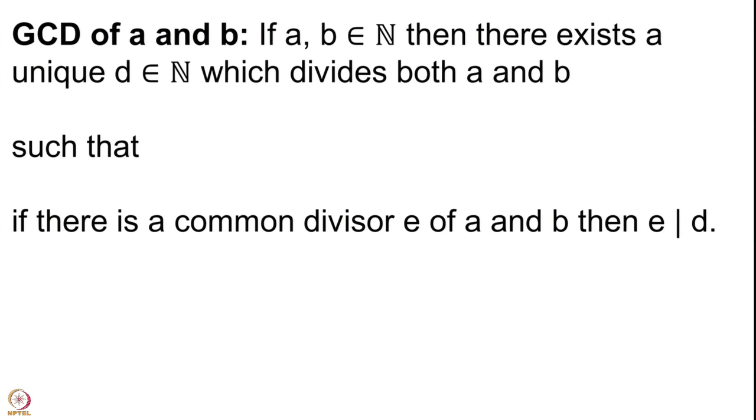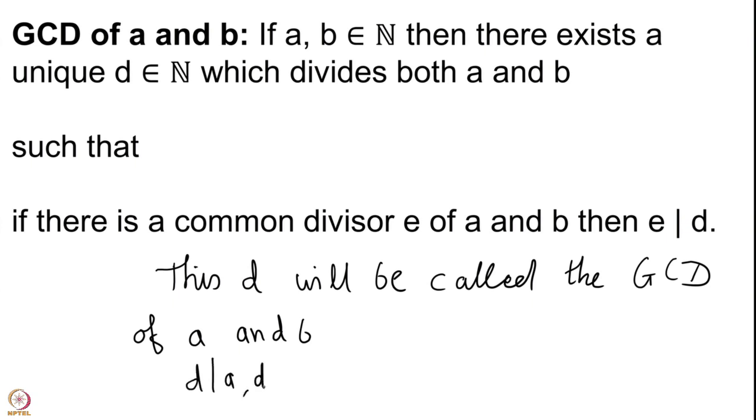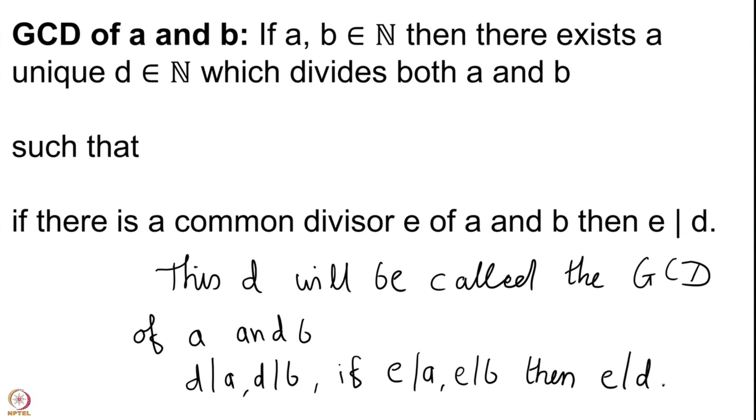So what does it say? It says that there are two conditions. This D will be called the GCD of A and B. What property does it have? It says that D divides A, D divides B. If E divides A, E divides B, then E divides D.